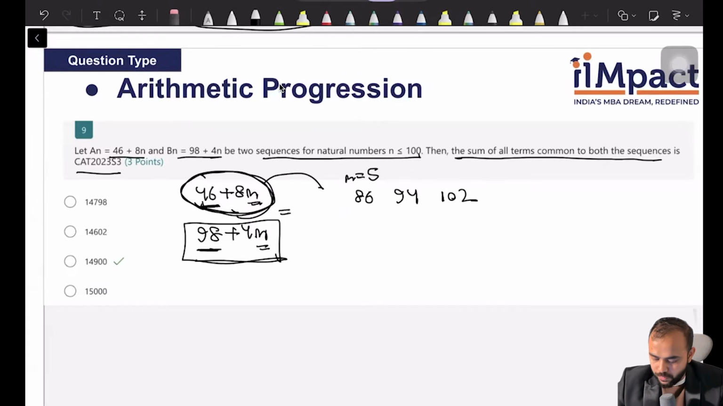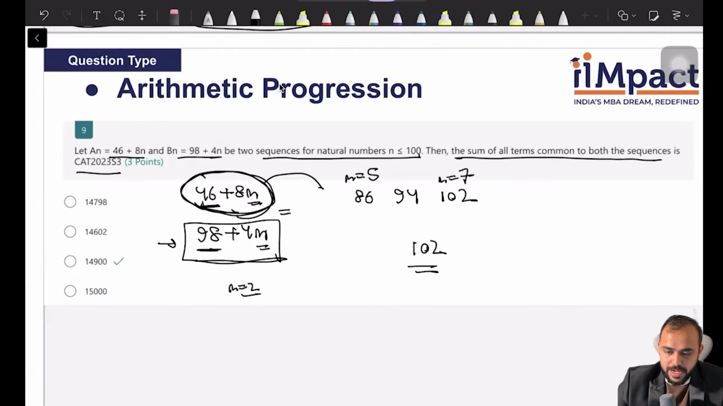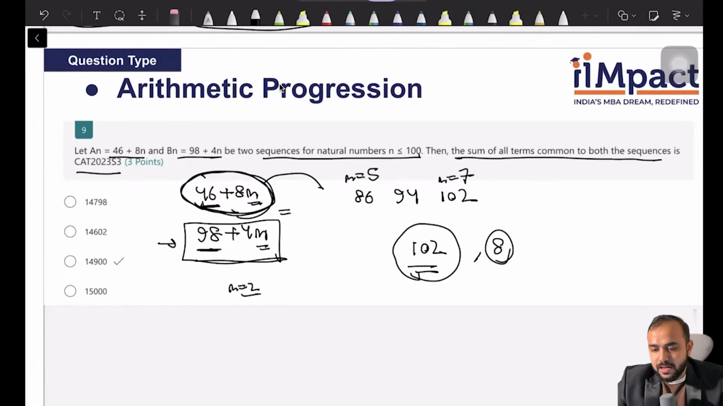Correct? 102 will also be present in this term. So n is equal to 7 for the first sequence and n is equal to 2 for the second sequence. 102 is your first common term, and what is your common difference going to be? The LCM of 8 and 4, which is 8. So an AP which starts with 102 has a common difference of 8, and I will now find the sum of all the terms which are common to these.